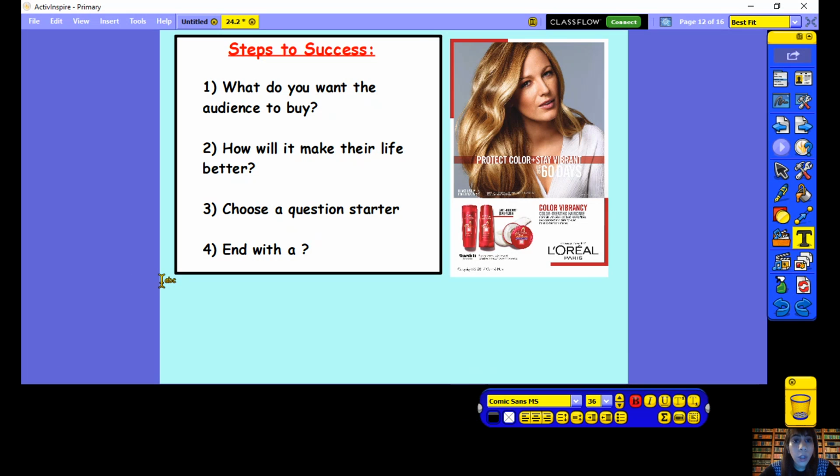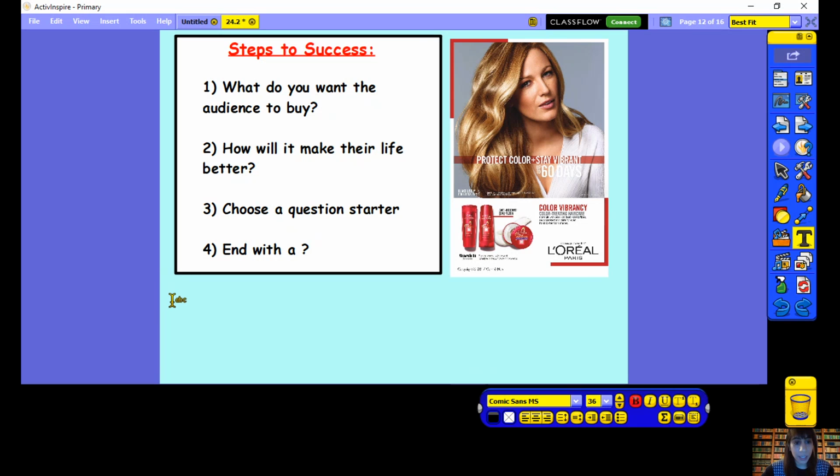So step 1, what do I want the audience to buy? Well, very clearly that is an advertisement for shampoo. Number 2, how is it going to make their life better? So I'm going to want my audience to think that they are going to have really strong, healthy, shiny, luxurious hair. That's how it's going to make their life better.